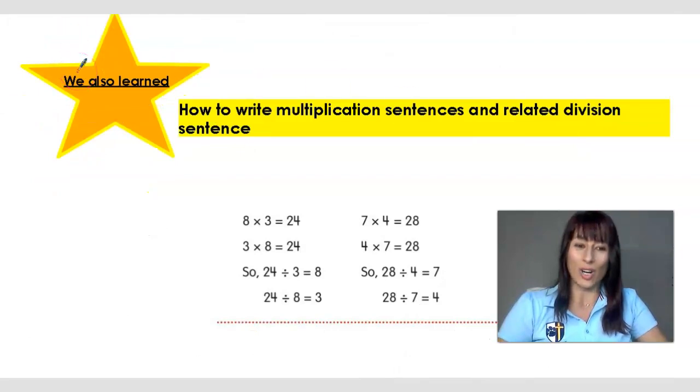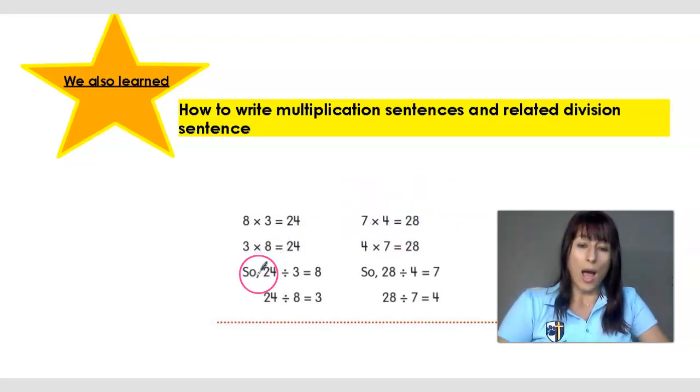Okay, we also learned, so the second star goes for that we learn how to write multiplication sentences and related division sentences. Great. So we already know that 8 multiplied by 3 is 24, and so 3 multiplied by 8 is 24. Also, we know that 7 multiplied by 4 is 28, and so 4 multiplied by 7 is 28. Okay, these are the related multiplication sentences.